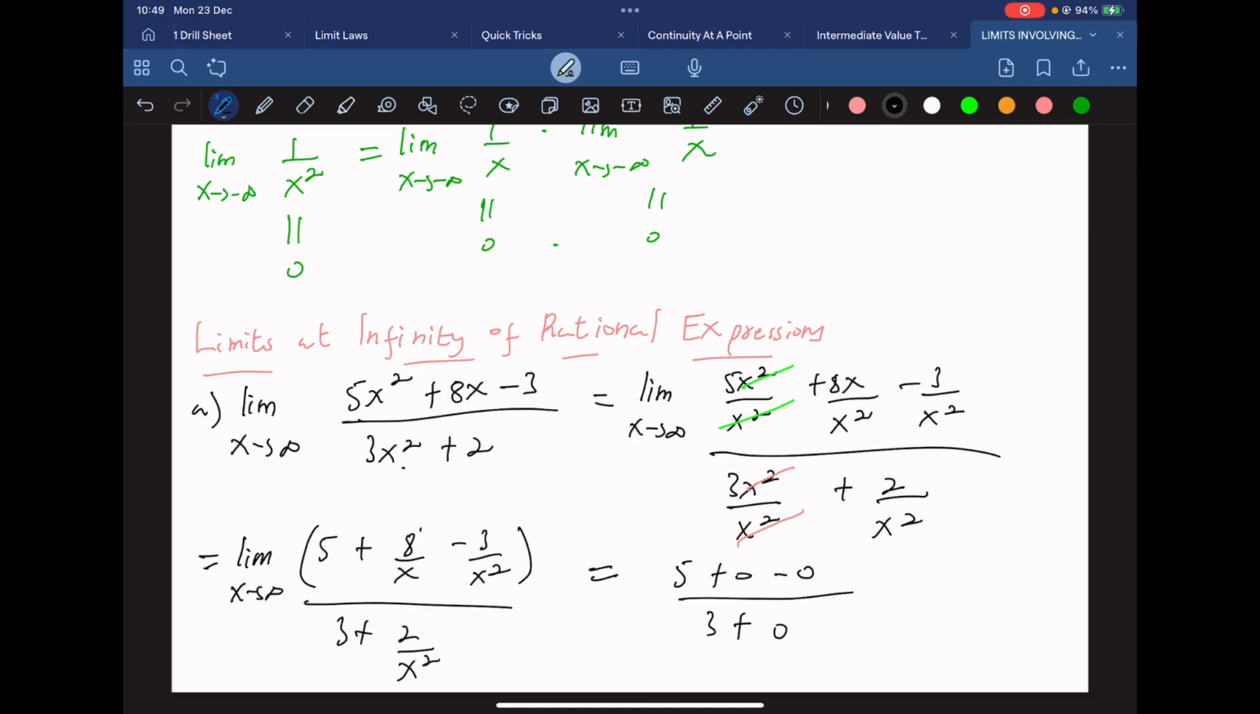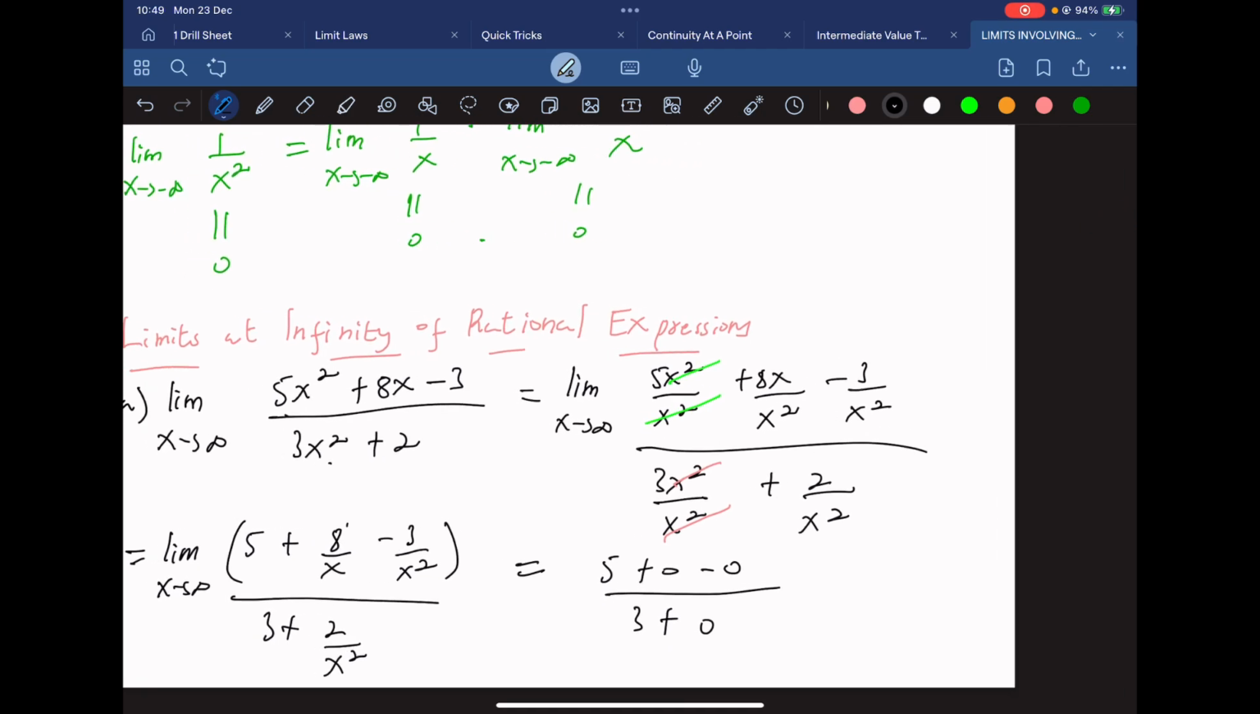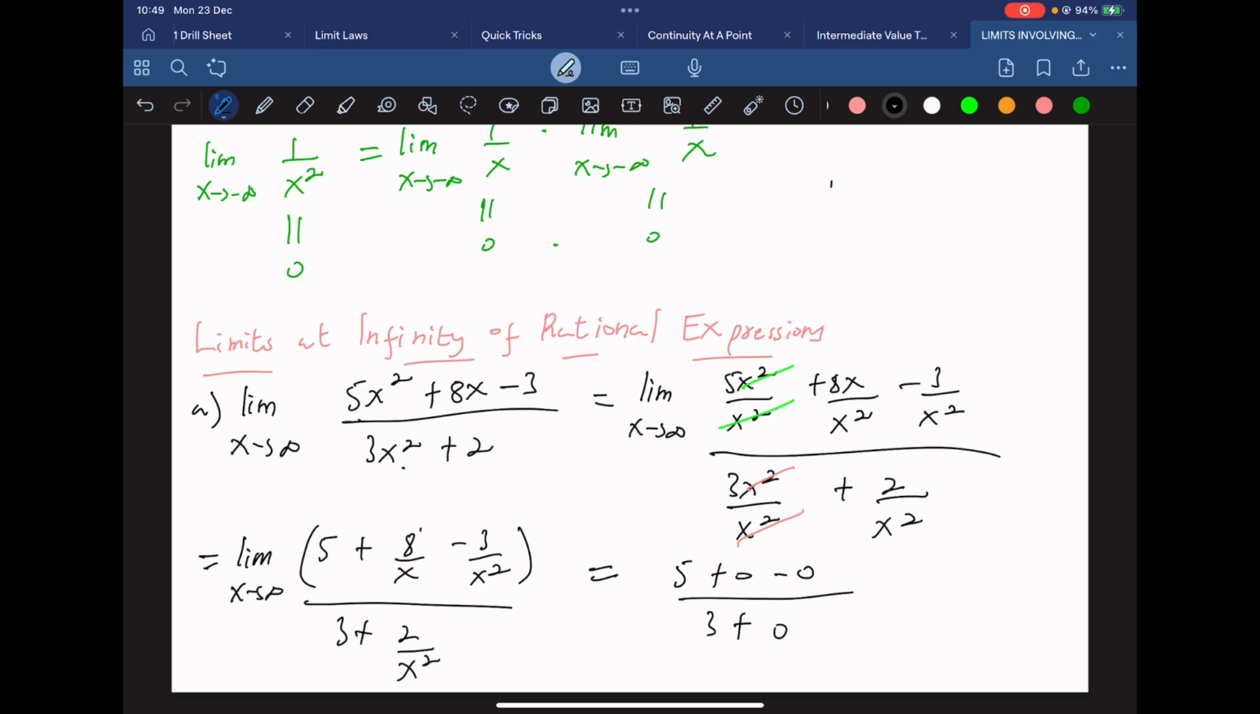Note that 2 over x squared is also 0. This is because if you take the limit as x approaches infinity of 2 over x squared, you can rewrite this as, remember the property, we can take the constant outside, right? Then we have 1 over x squared. This whole thing goes to 0, right? So if you multiply it by 2, it's still 0.